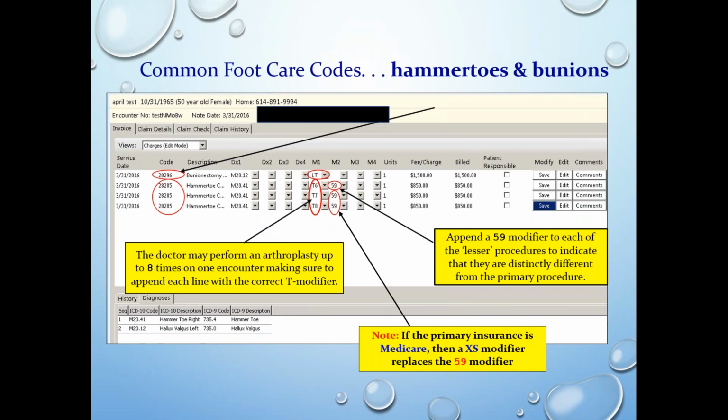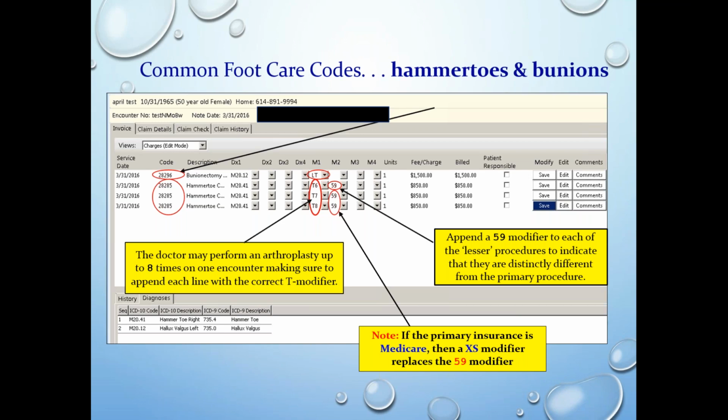The screenshot is here for a separate reason. Notice how 28296 for the bunion procedure, the primary diagnosis M20.12, has the LT modifier. The 28285 has the T modifiers. Notice how the 59 modifiers are in place for the lower valued RVU procedure, which is the arthroplasties.